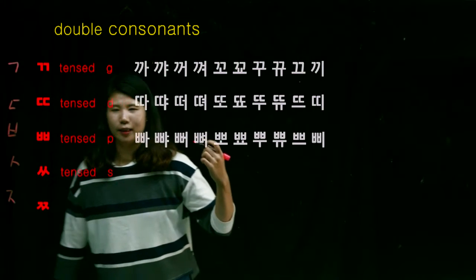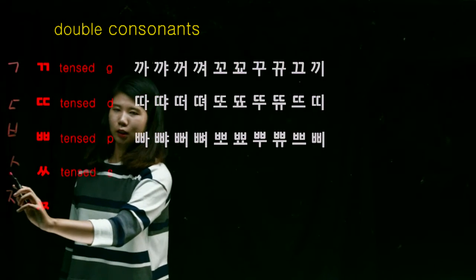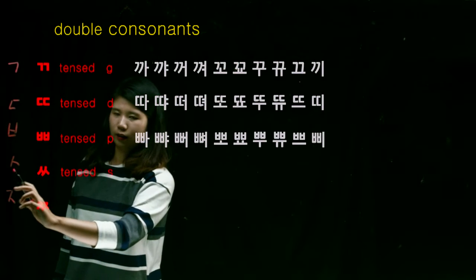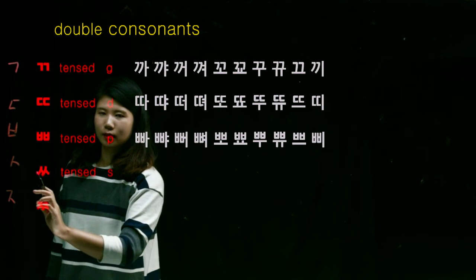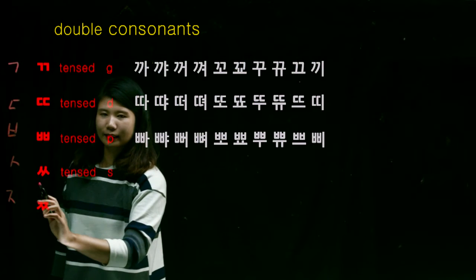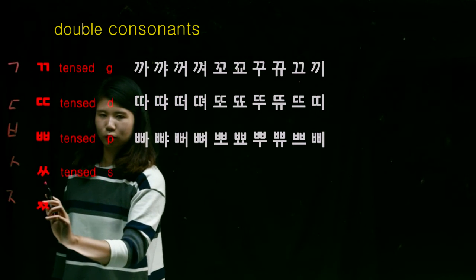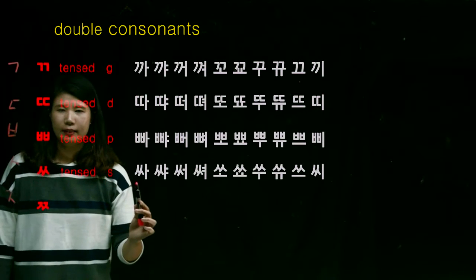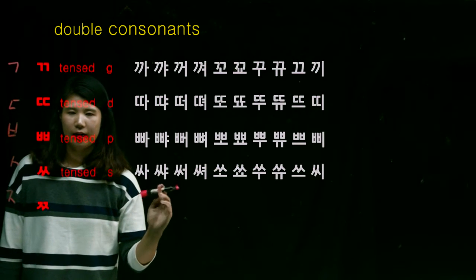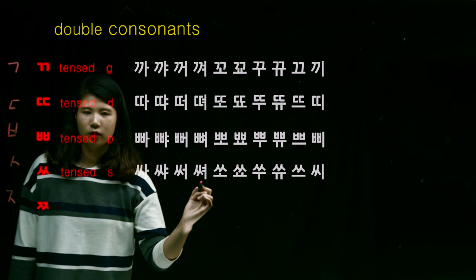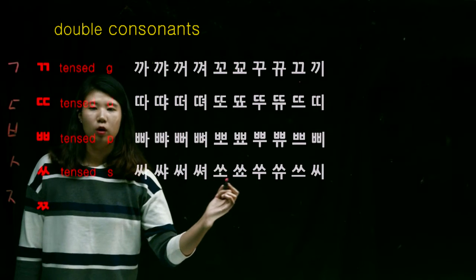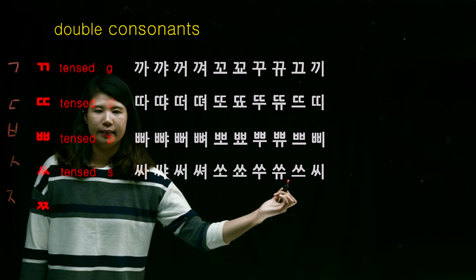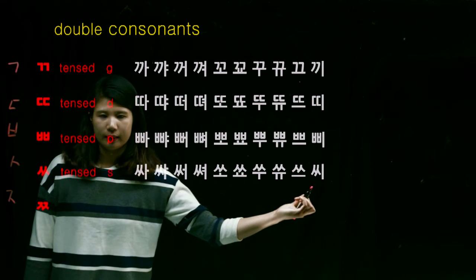Excellent. Let's try 시옷. 시옷 and 쌍시옷. Try tensing the 시옷. It becomes s and s. A bit stronger. S. Okay, let's try reading. 싸, 쌰, 써, 쎠, 쏘, 쑈, 쑤, 쓔, 쓰, 씨.